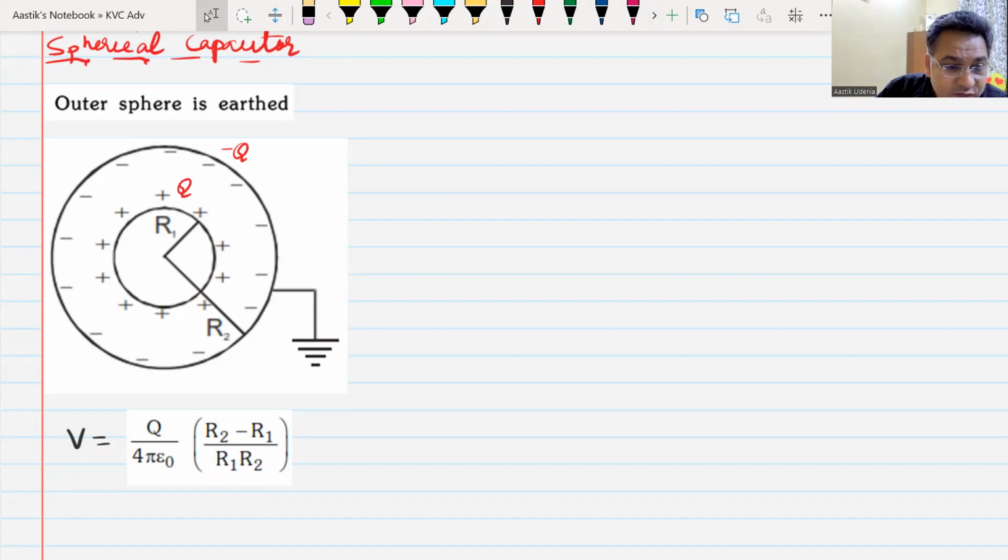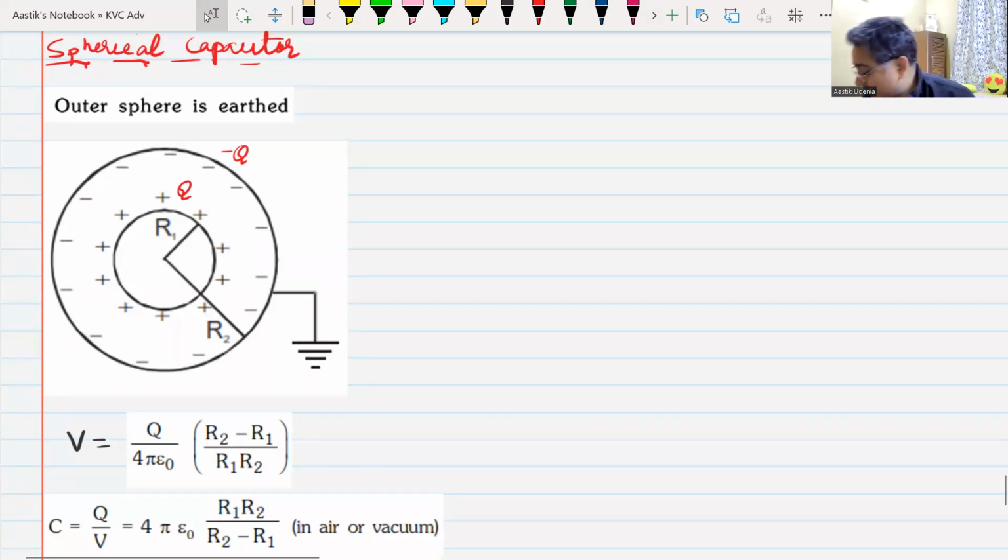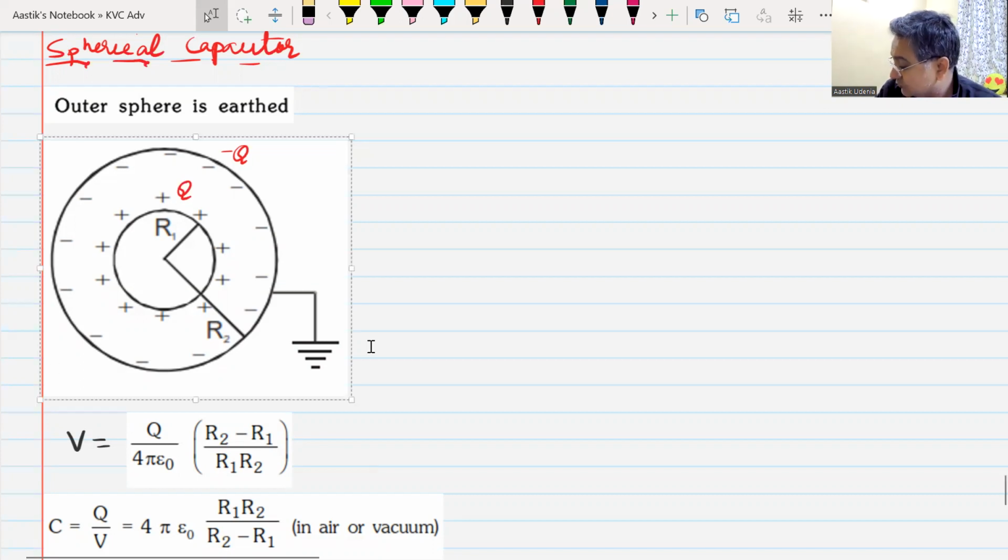Now I can write it in the form of capacitance. No prizes for guessing this one. The capacitance of this one would be how much? The capacitance of this conductor would be 4 pi epsilon naught R1 R2 upon R2 minus R1. Yes or no? Yes, sir. Do we understand this? Or has this gone above our heads? Understood, sir. We have understood this.